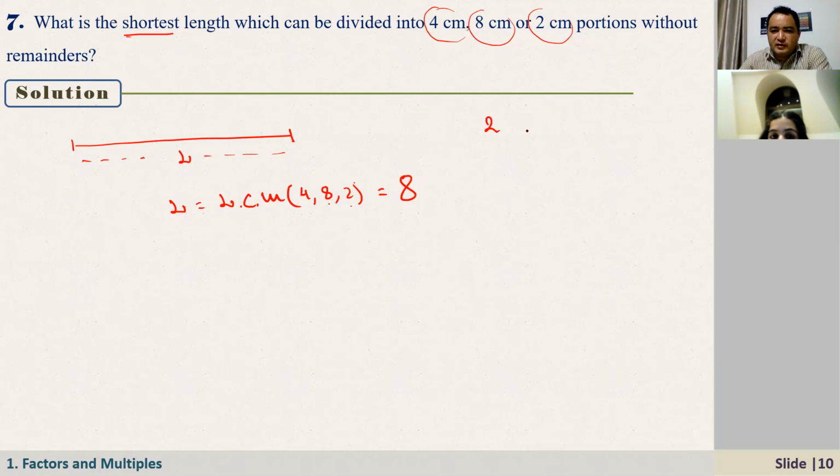So actually, how do you find the least common multiple of these numbers, right? Divide by 2, it is 1, 2, 4. Divide by 2, 1, 2. Divide by 2, it is 1. So the product of these numbers, 2 times 2 times 2, that's equal to 8. That's how we find the least common multiple, right?